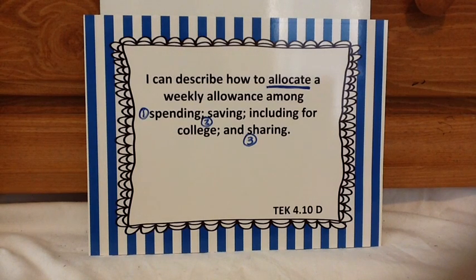Hi scholars, let's look at TEK 4.10d. It says, I can describe how to allocate a weekly allowance among spending, saving, including for college, and sharing.